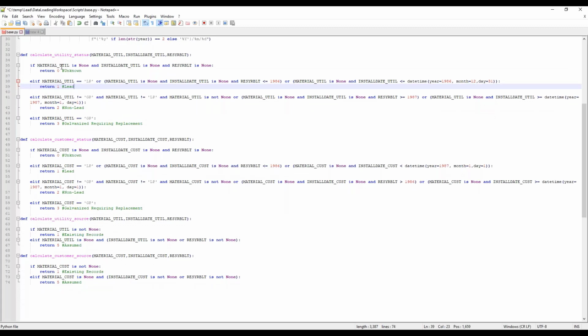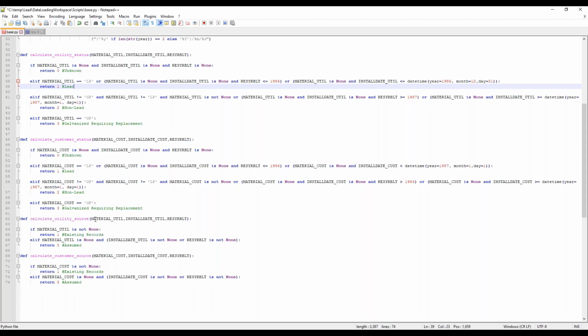So I'm not going to go into the full details of what these if statements are, but if we look at this top one, we are looking at calculate utility status. So that is calculating the utility lead category of the utility side. And it's using the material field, the install date, and the year that the structure on the property was built, and a combination of those three fields to determine whether or not it should be an unknown category, a lead category, a non-lead category, or galvanized requiring replacement.